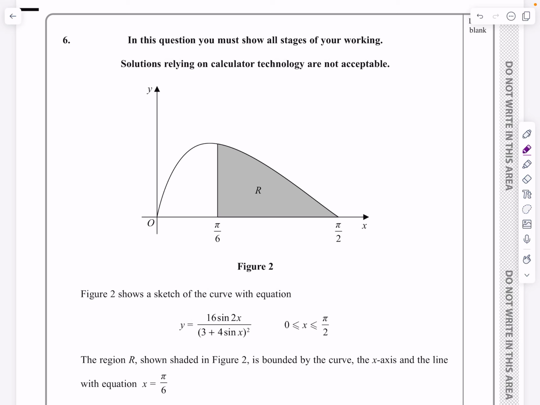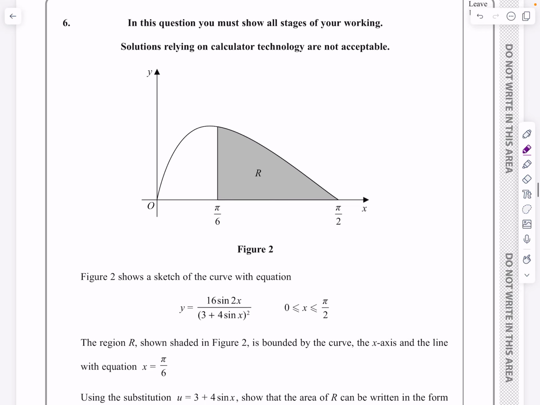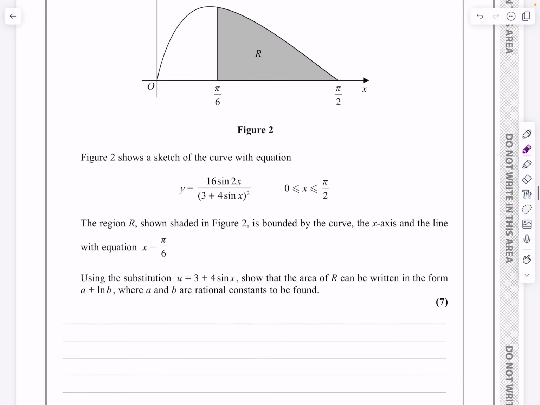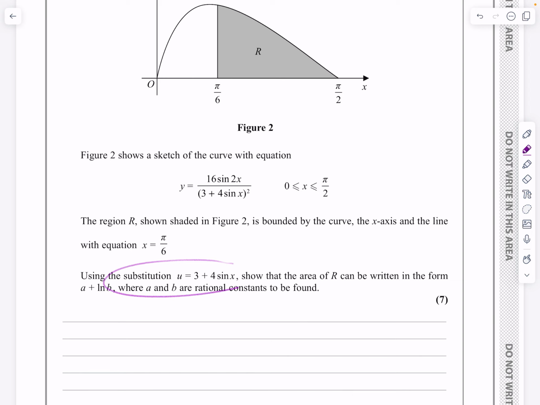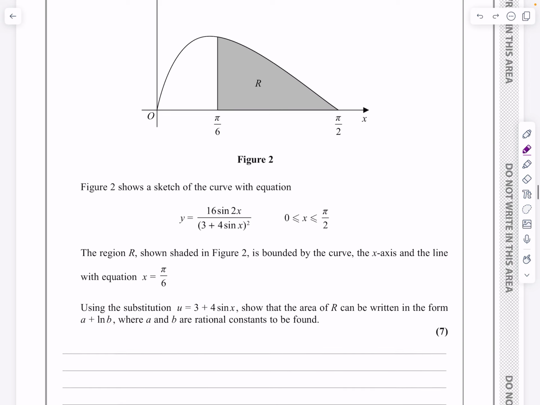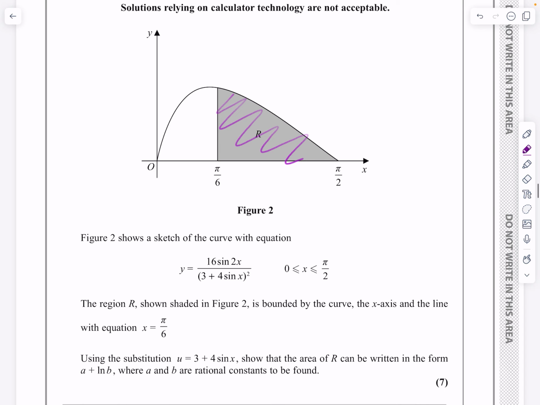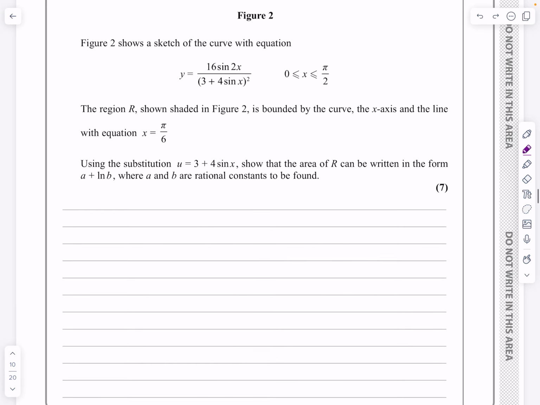Okay, this is the P4 paper from October 2021. It's question number 6, and if we look at it, we can see this is an integration question, and in particular, integration by substitution. If we read through, it says, can we work out the area R here? And the area R is just going to be the integral of y dx, isn't it? Let's get started with the question.